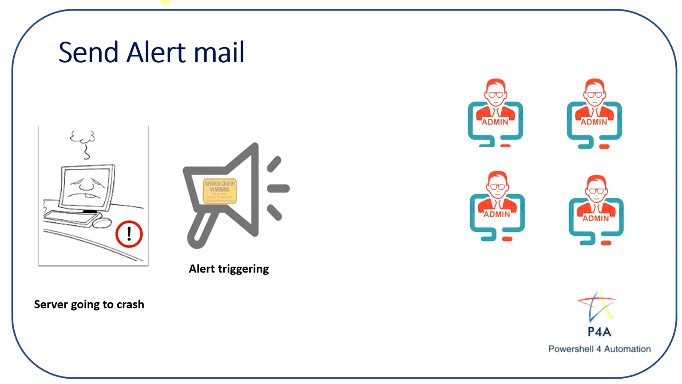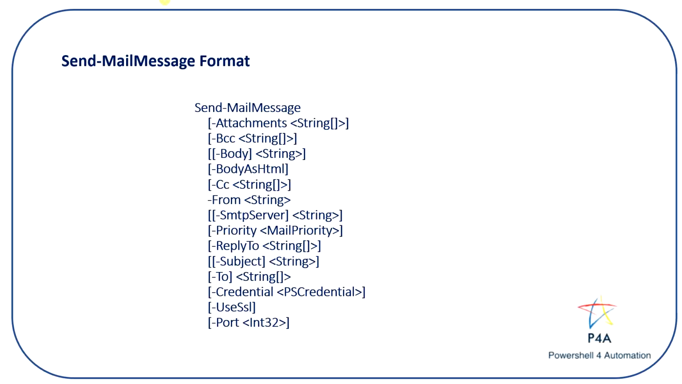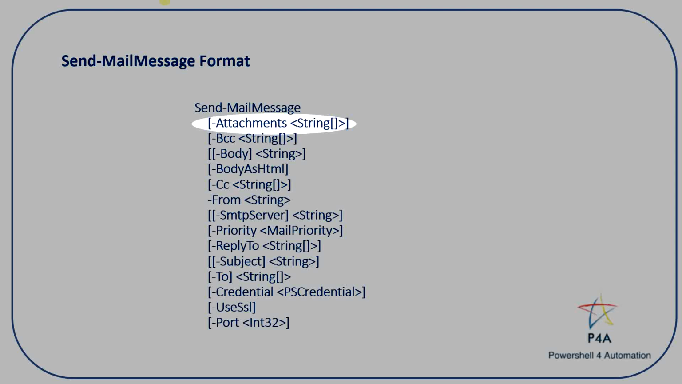You can use the Send-MailMessage cmdlet in order to send mails to your admins when there is an issue. Let us see the format of the Send-MailMessage cmdlet. The parameters it uses are straightforward. Send-MailMessage is followed by parameters like Attachments, which, as the name suggests, attaches anything to your mail if you want.